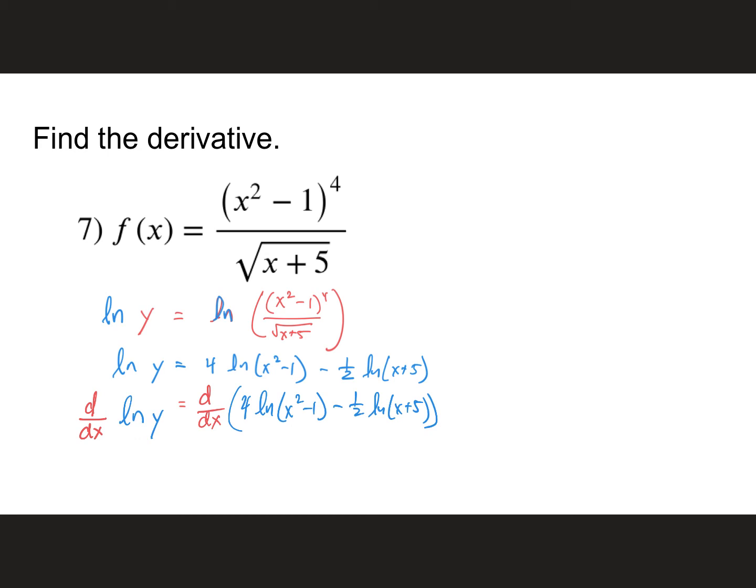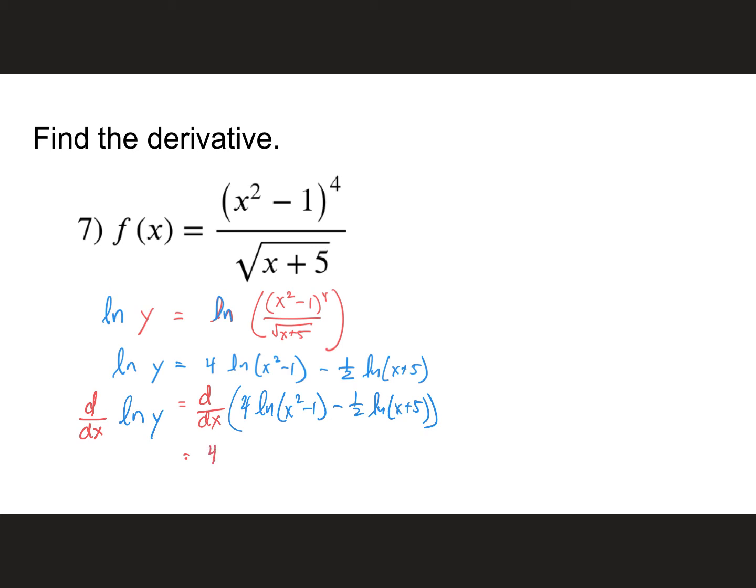This kind of helps me with some of the algebraic properties of calculus, like I have to keep the equations still very balanced here. Okay, we'll worry about the left-hand side in a minute. Let's take the derivative of the right side. So the derivative of 4 natural log x squared minus 1.